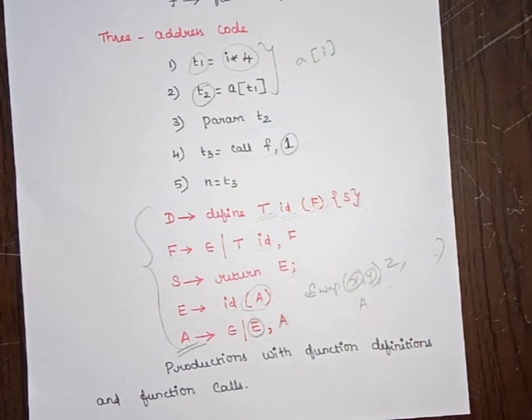So this is the intermediate code for procedures. This is how we can construct the three address code for the procedure call.